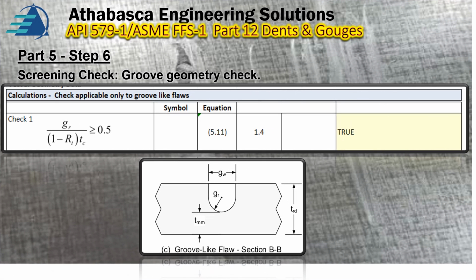Step 6, we do some more screening and we look at the geometry of that groove to make sure it meets these ideal conditions. So they have a relationship between the groove shown over here, over top of the ratio times the TC. In this case, this is calculated to be greater than 0.5, so it's true. So we can continue along with our level 1 assessment.